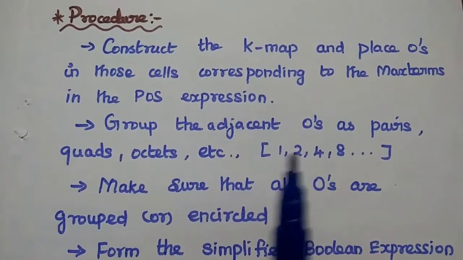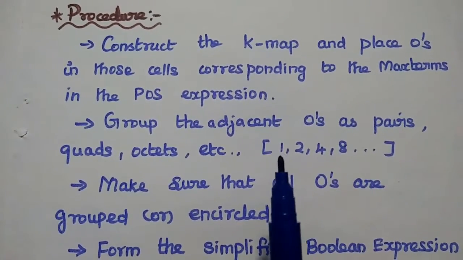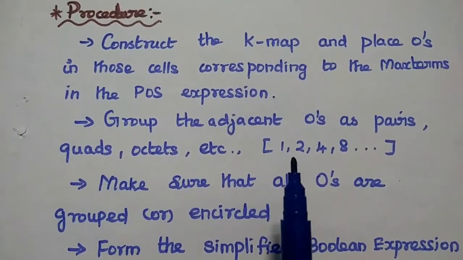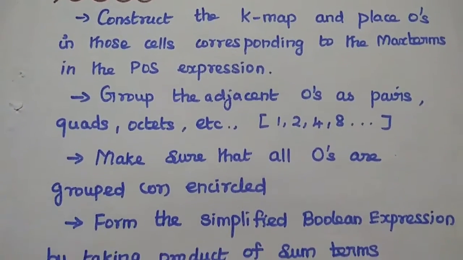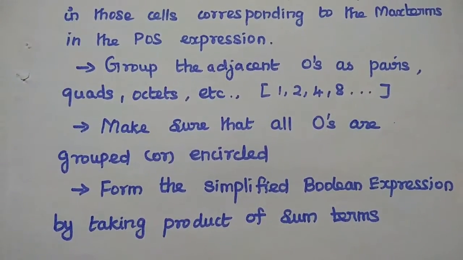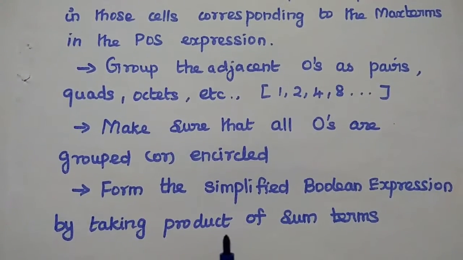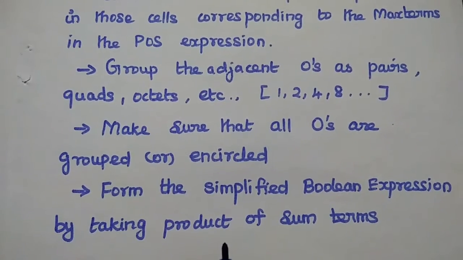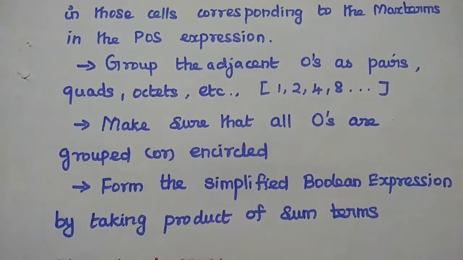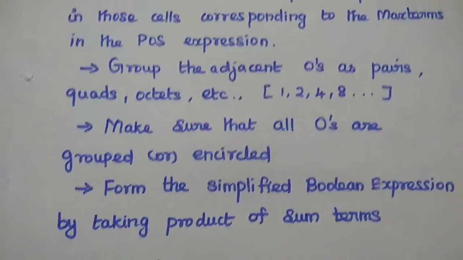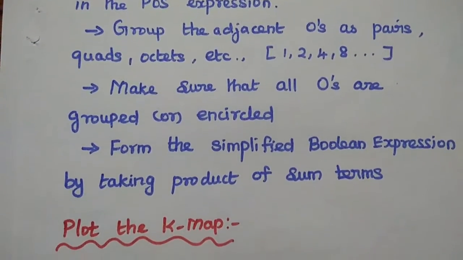So we can pair like this, we can make a group like this, single one. If there is no possibility to make a group, we can keep the zero as a single one. Groups of 2 zeros, 4 zeros, 8 zeros, like that. Next, make sure that all zeros in the K-map are grouped or encircled. Finally, we are going to form the simplified Boolean expression by taking the product of sum terms. So these are the procedures to be followed for simplifying a product of sum expression.